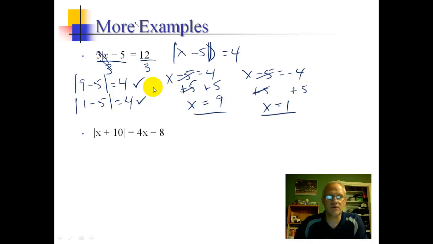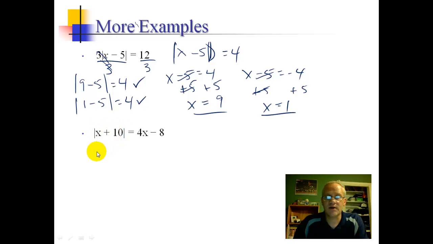Okay, but in that one, you notice we had to divide by 3 to get it to a point where we could solve it. Last one, we've got x's on both sides here. Oh boy, okay. But it doesn't really matter too much. Notice, is the absolute value expression by itself? Yeah, it's by itself. Everything else is on the other side. So we can go through this the same way. There's one little thing we have to watch out for that's a little tricky.